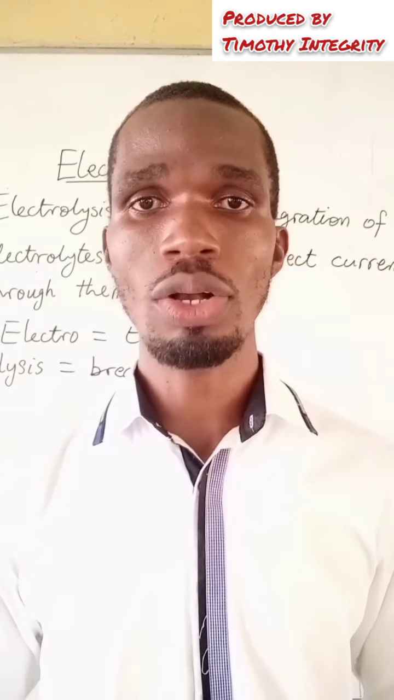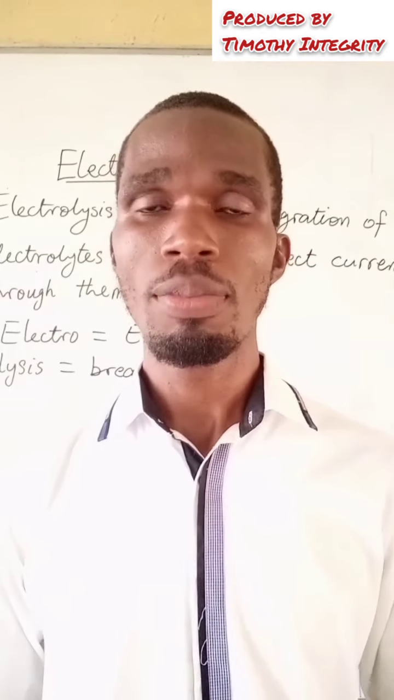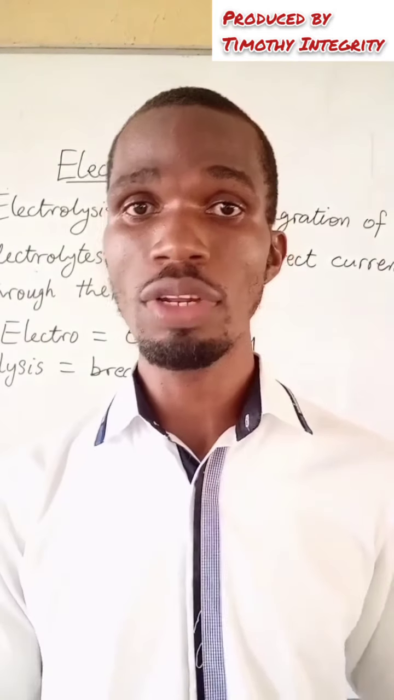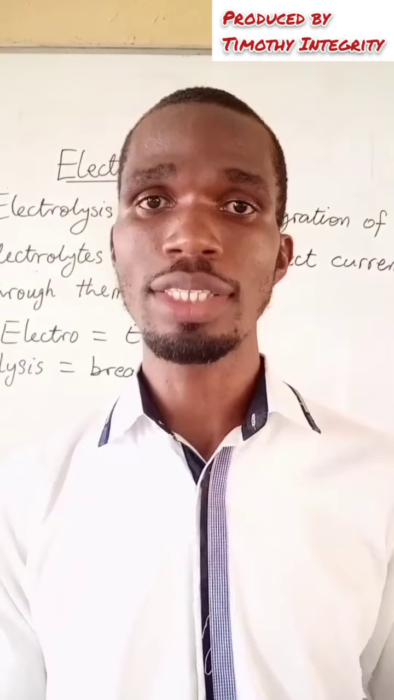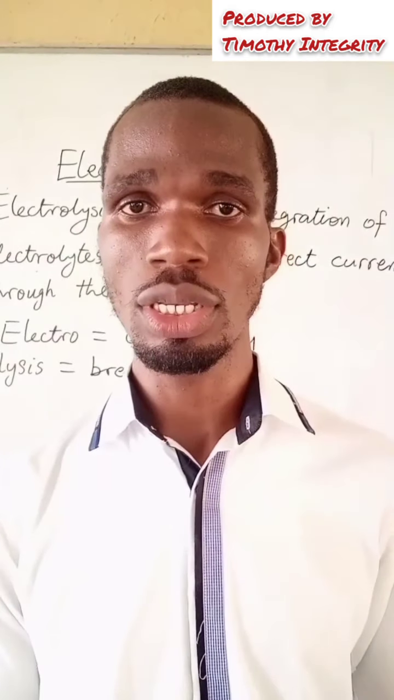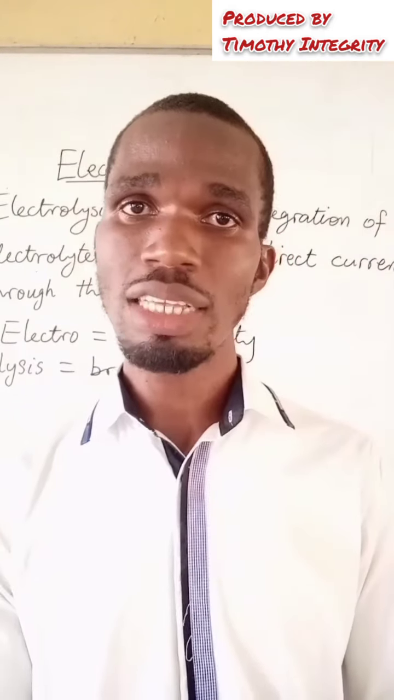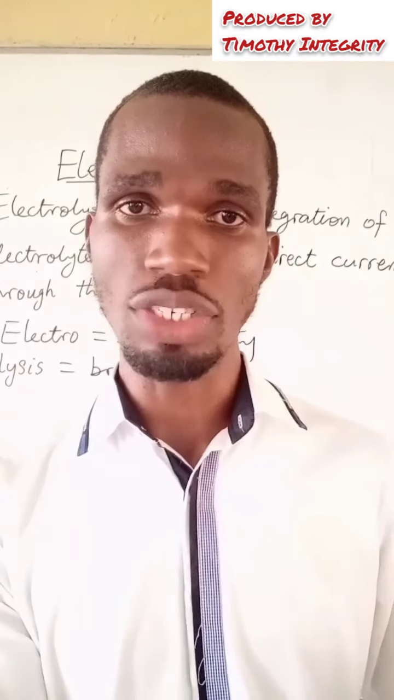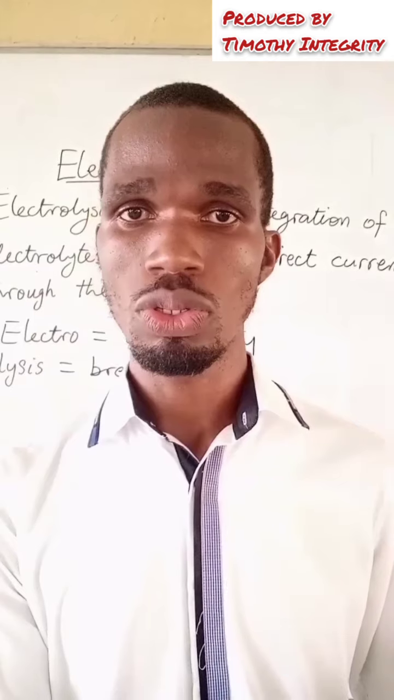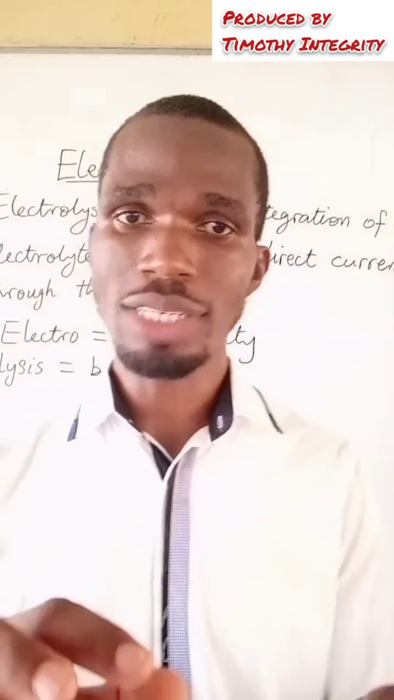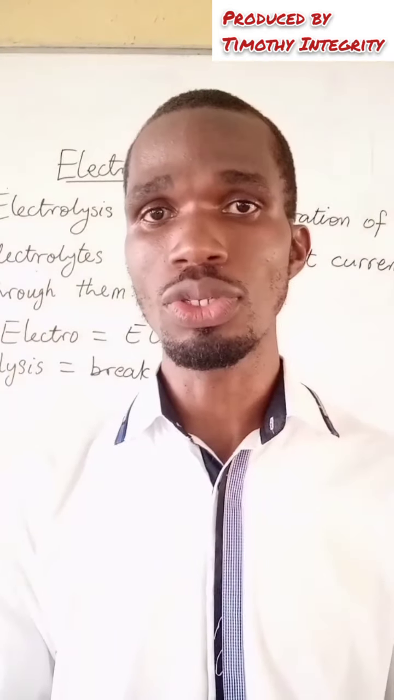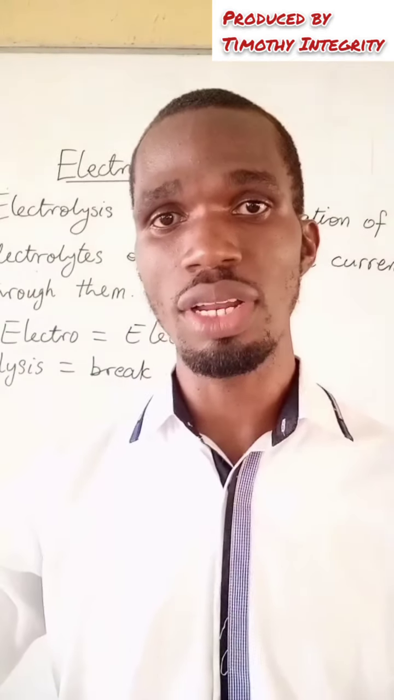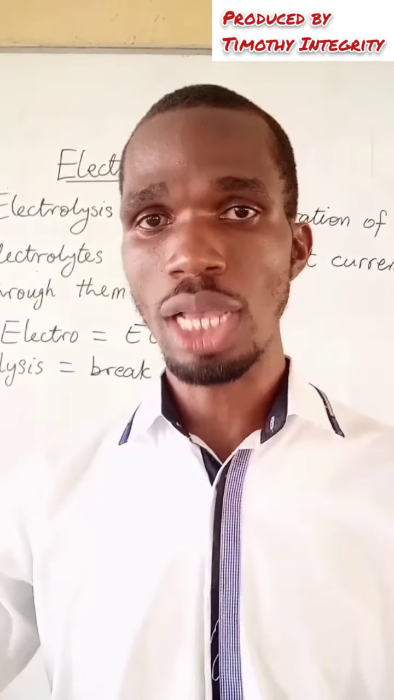Two other concepts we are concerned with now are anions and cations. Anions are the negatively charged ions. Being that the anode is positively charged, the negatively charged ions, known as anions, migrate and get discharged at the anode. Whereas the positively charged ions, known as cations, migrate to the cathode, being the negative electrode, and get discharged there.